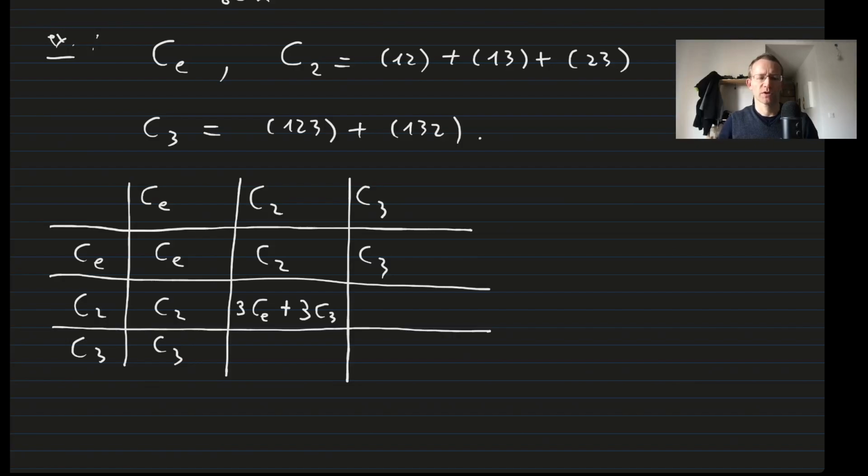Then when we multiply a 2 cycle by a 3 cycle, we can only get 2 cycles. So we'll get twice the transposition conjugacy class. And then when we multiply a 3 cycle with a 3 cycle, we can get twice the identity element plus once the 3 cycle conjugacy class. So this is the table of multiplication, and these are the structure constants.